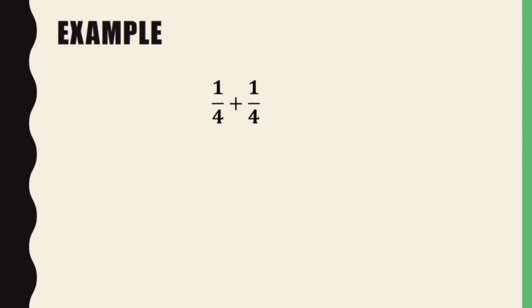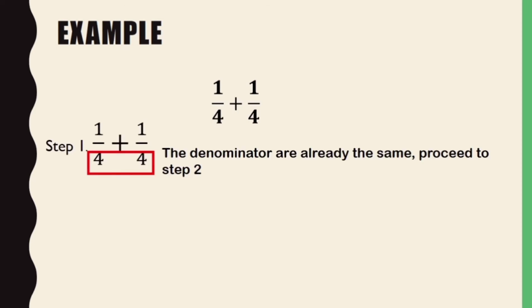Example, we have 1/4 plus 1/4. So as you can see, the two denominators are the same. So if the denominators are already the same, proceed to step number 2. So 1/4 plus 1/4. That means 1 plus 1 over 4. So 1 plus 1 is equal to 2. Then you have to copy the denominator, which is 4.